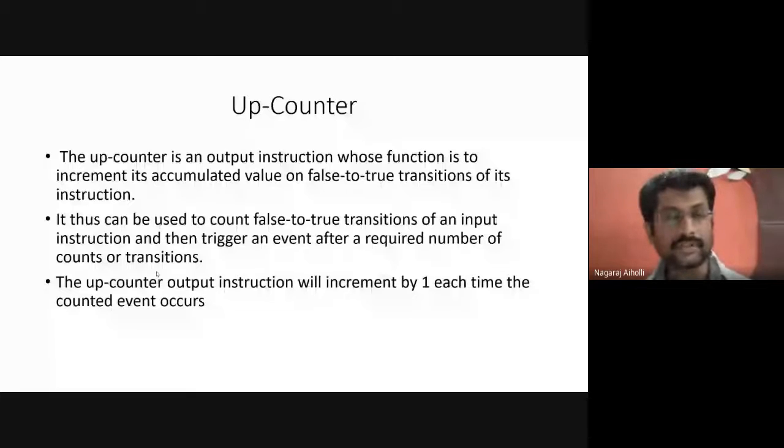The up counter output instruction, at the same point, will increment by 1 each time the counted event occurs. Whatever input you are counting, for example the number of items, there is an input. Based on the input occurrence, the event occurrence, it is counting. That is the up count.